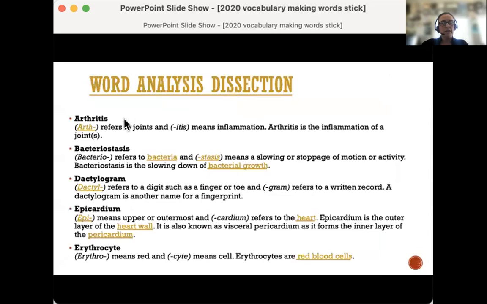So, proof in the pudding here. Arthritis. Let's take a look at this. Arth means joints, and remember, itis means inflammation, right?